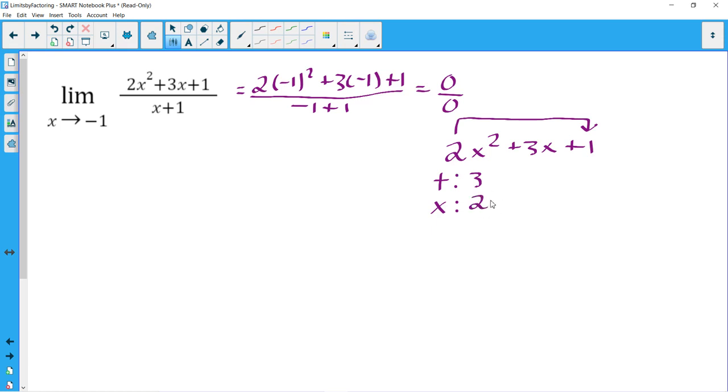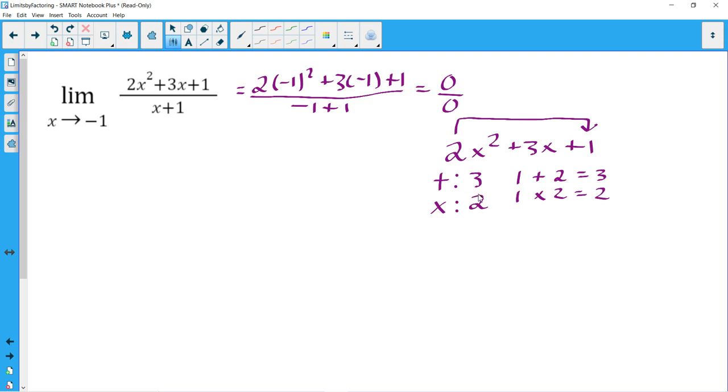All right, so I need to think about the numbers that make that work. What adds to give me 3 and multiplies to give me 2? I usually just think about what multiplies to give me 2, and 2 is pretty simple. It's just 2 times 1, and 2 plus 1 is 3. So 1 plus 2 equals 3, and 1 times 2 equals 2. Those numbers satisfy the condition that I set forward.